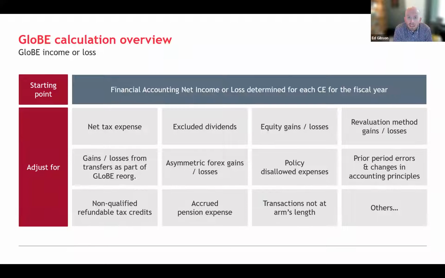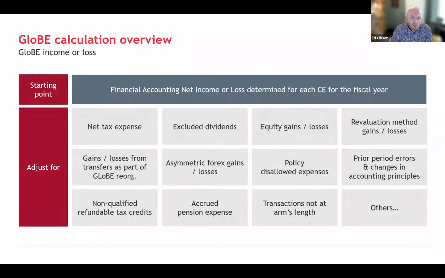So it's not your local company stats, it's your consolidation numbers effectively. Once you've got that, you then make a number of adjustments in order to arrive at the GloBE base. And we've set out the most common of them in the grey boxes towards the left of this slide.